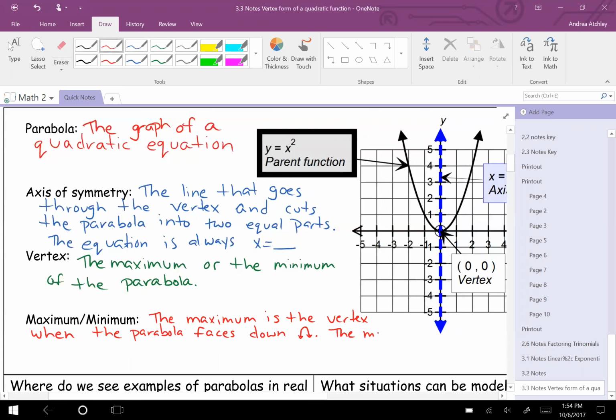The minimum is the vertex when the parabola faces up, because now the vertex will be the lowest place it goes. Any questions over that?